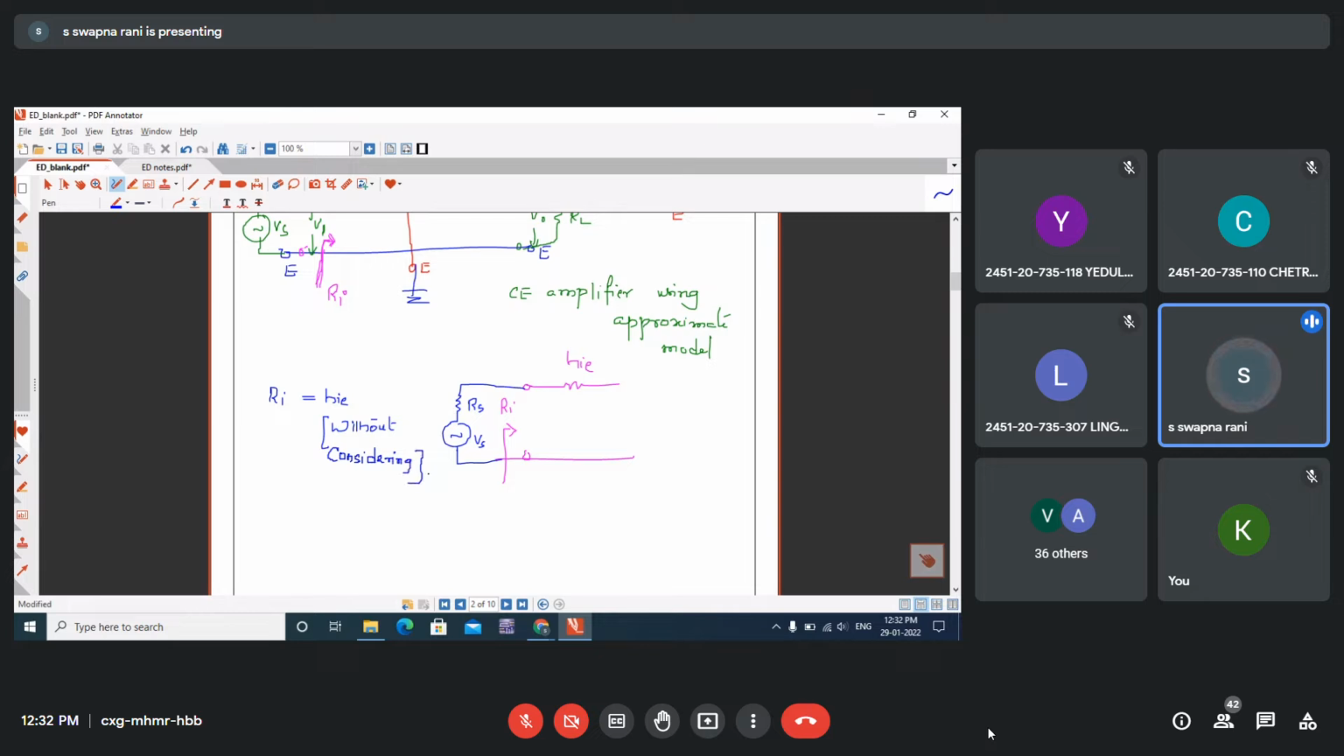If you consider RS, then the input impedance RI is going to be HIE and RS both in series. So HIE plus RS. This is the input impedance.